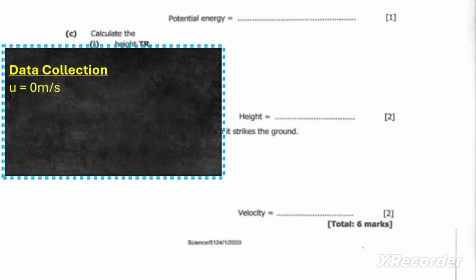Initial velocity is 0 meters per second. The final velocity is what we are looking for. Gravitational field strength is 10 meters per second squared.